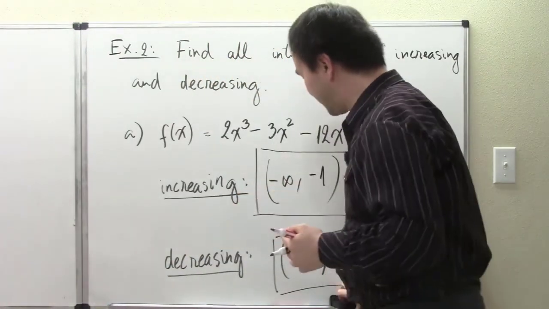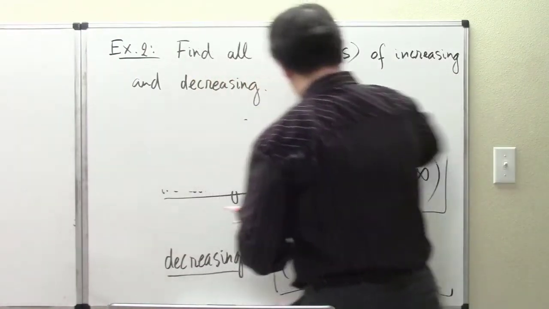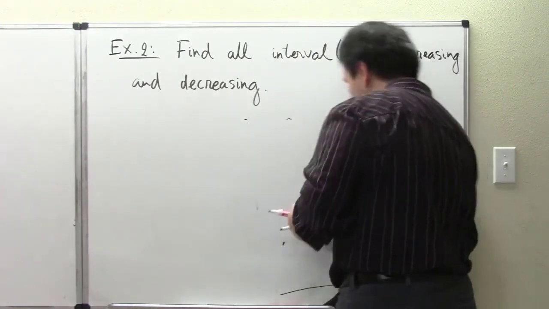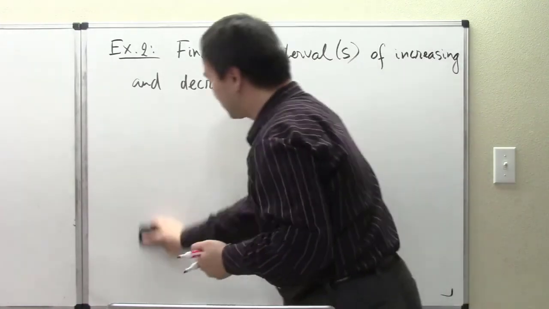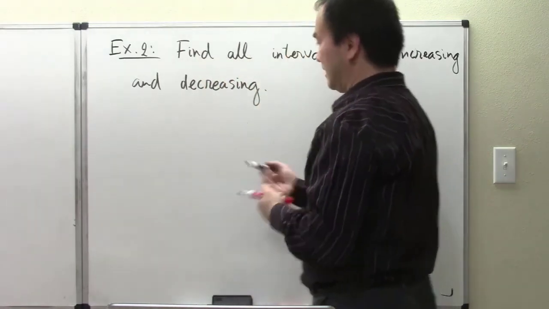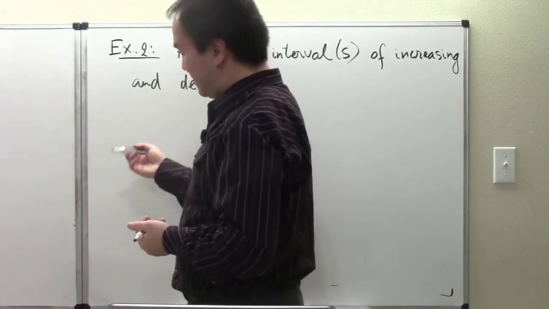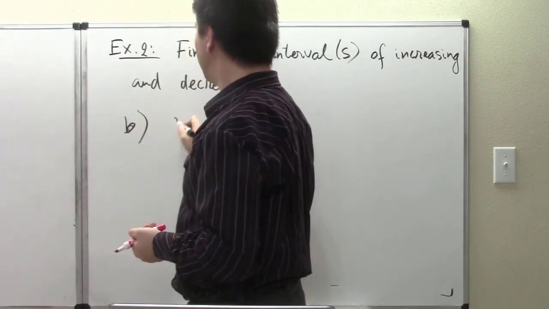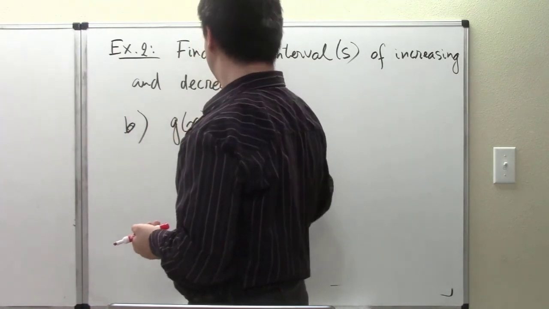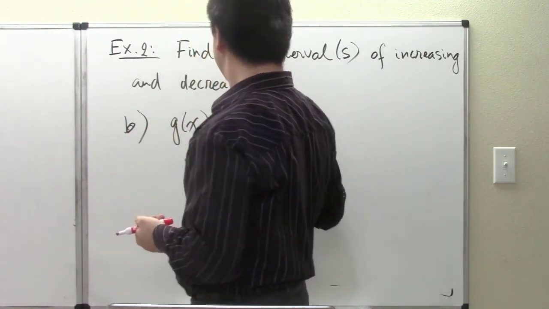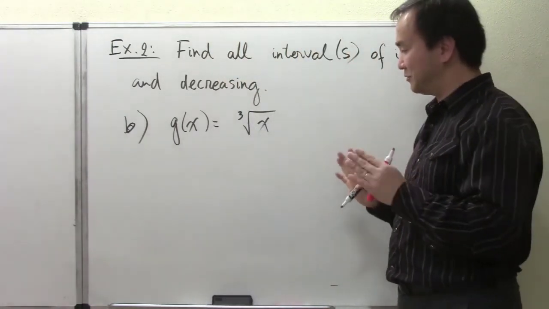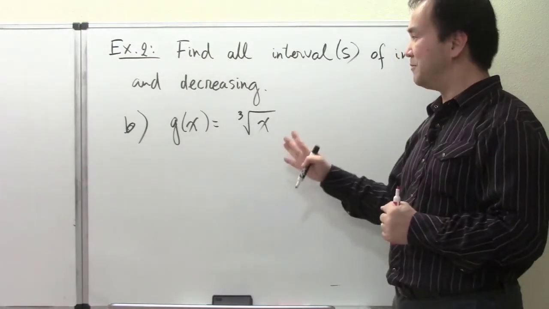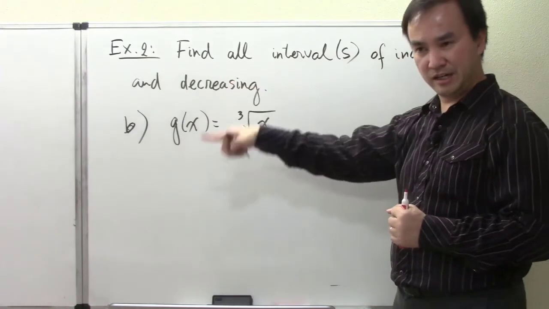Back to example 1, but now part B. And so for part B of our example, we can just stay with this function. How about g of x equals cube root of x? And again, you can see that my plan here is that I want to reuse the work we have done for these functions from example 1. We still want to find all intervals of increasing and decreasing.